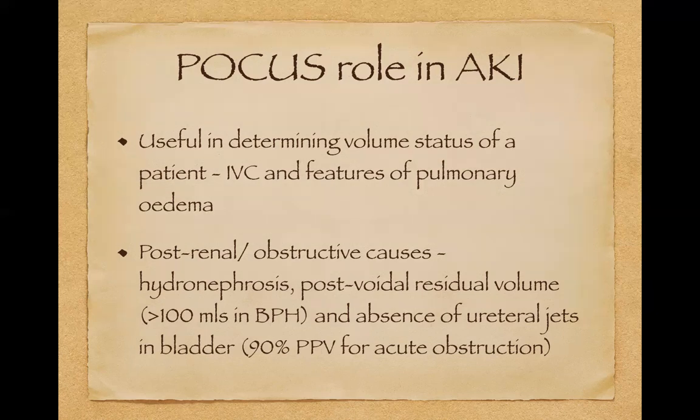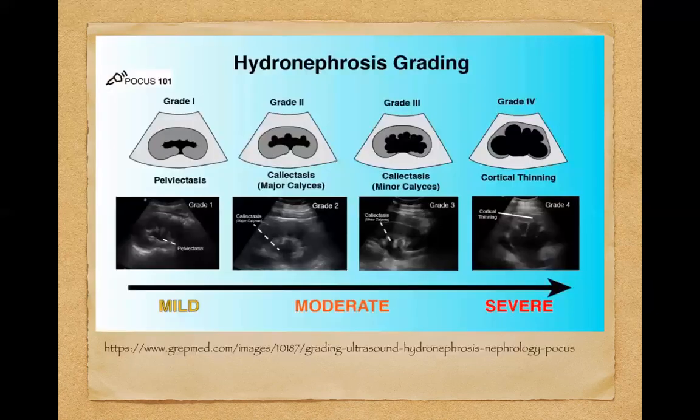And then another interesting one is the absence of your ureteral jets that you find in your bladder. It actually has a 90% positive predictive value for an acute obstruction.